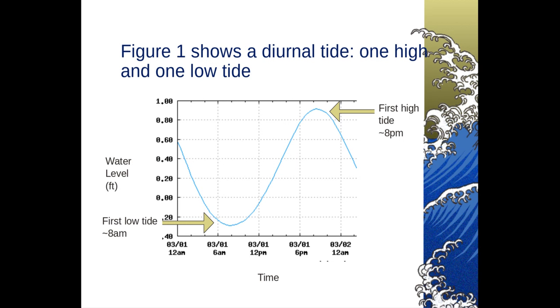Okay, and here are the answers. For number 1, it's a diurnal tide. The first low tide was at about 8 a.m. The first high tide was about 8 p.m.